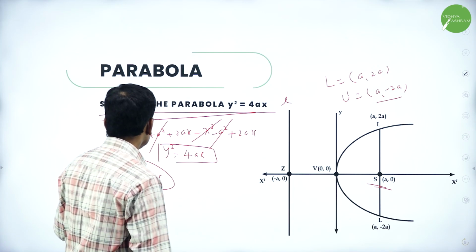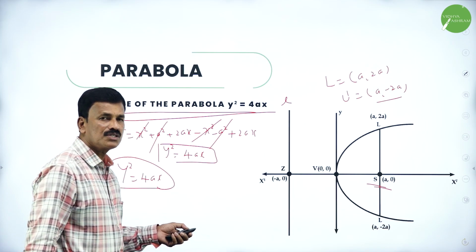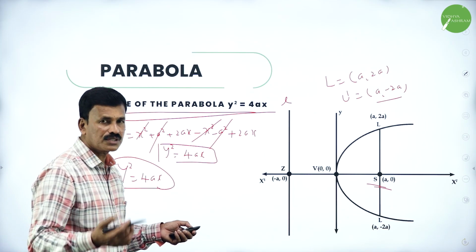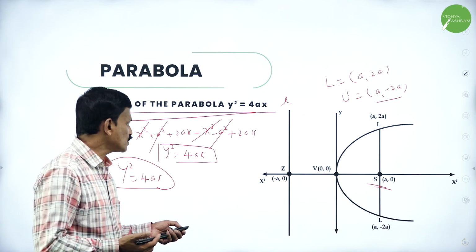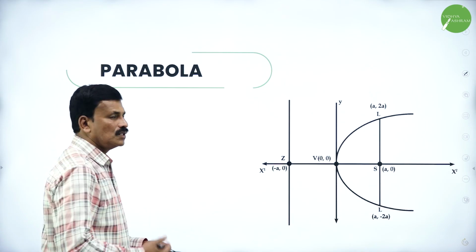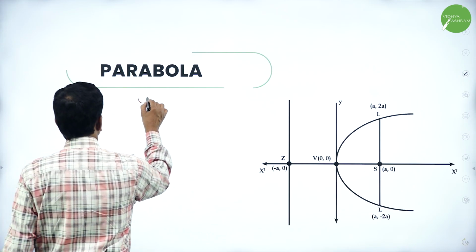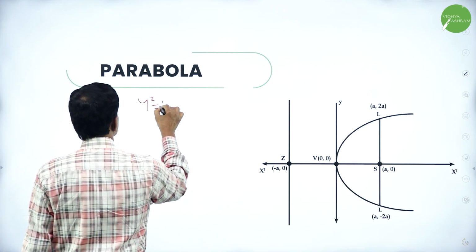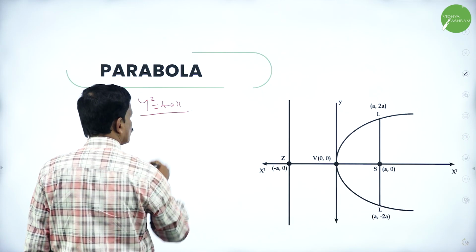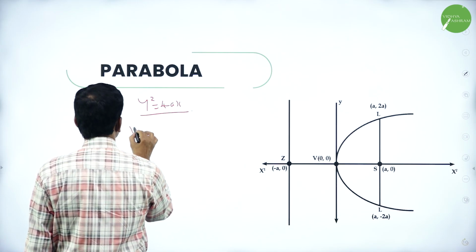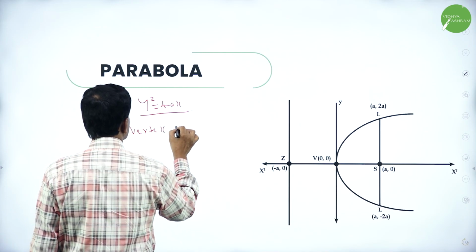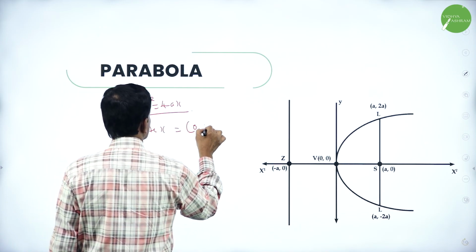The standard equation of the parabola is y squared is equal to 4ax, very important from the point of view of examination. We expect a 3 marks question for the derivation. So, here write down the shape of the parabola y squared is equal to 4ax, which is the standard equation of the parabola. The vertex for this is (0, 0).